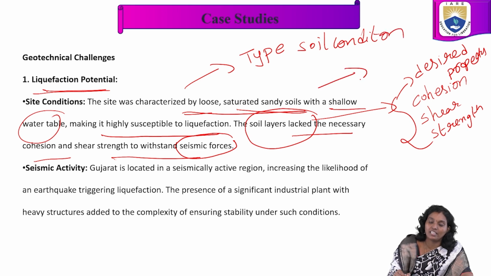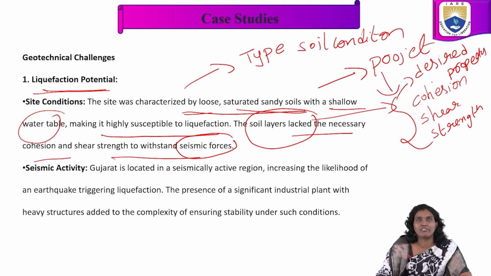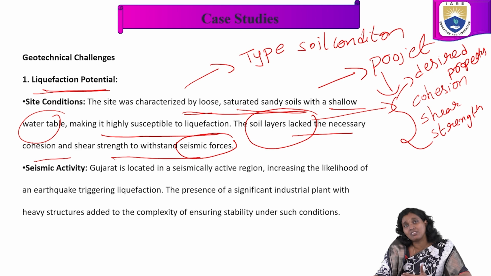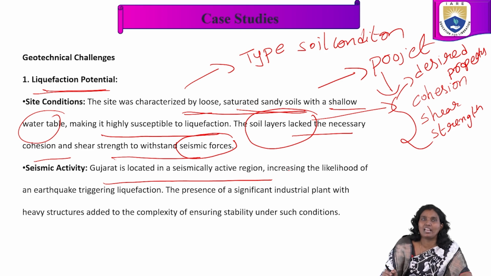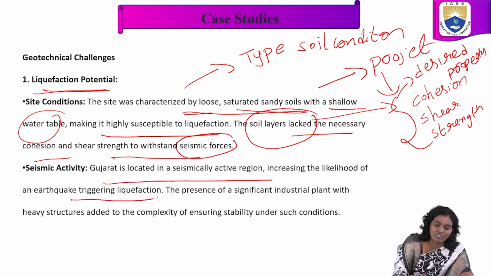For that construction, industrial plant, whatever the project, it requires withstanding these desired properties we want. Here one more thing is involved, that is seismic activity. Gujarat is located in a seismic activity region, increasing the likelihood of an earthquake triggering liquefaction.